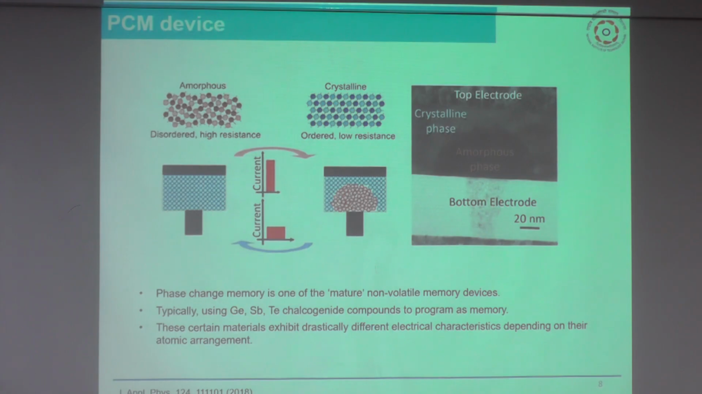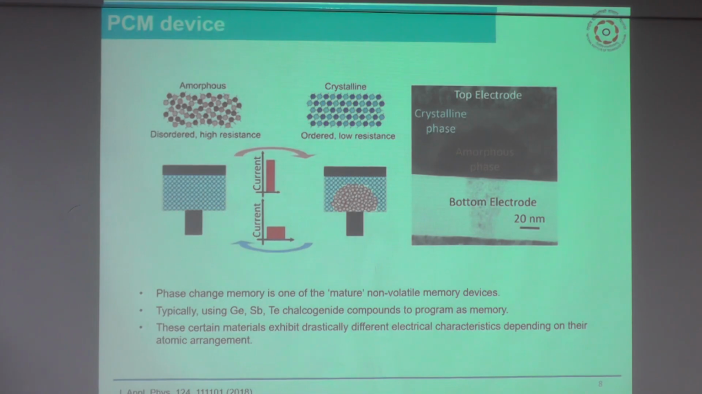So the resistance or conductance value of your memory is getting changed, and you can tune it appropriately. This is the way our PCM device works, and we can use it for synapse application. Phase-change memory is one of the mature non-volatile memory devices with potential, typically using germanium, antimony, telluride chalcogenide compounds to program as a memory. This material exhibits drastically different electrical characteristics depending on its atomic arrangement.